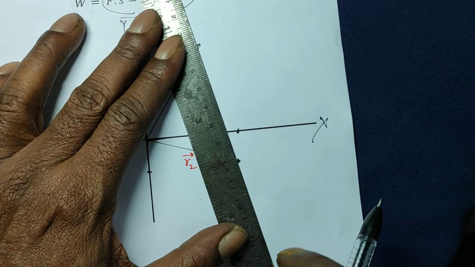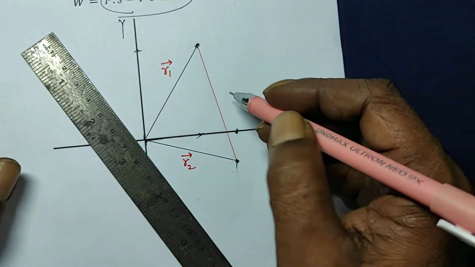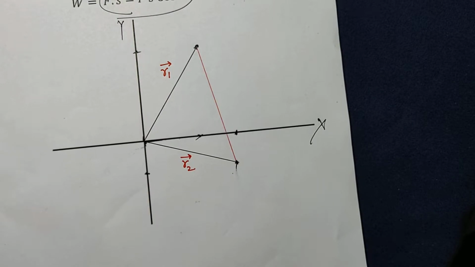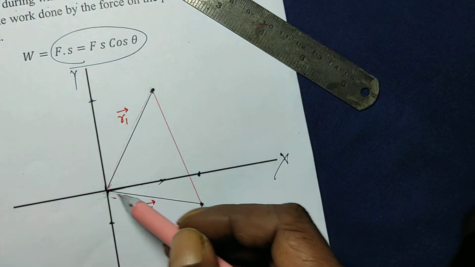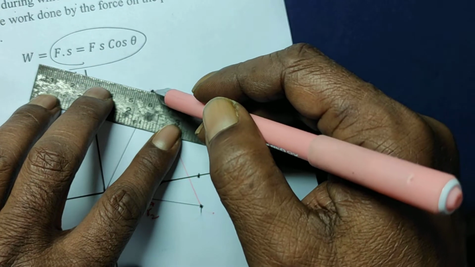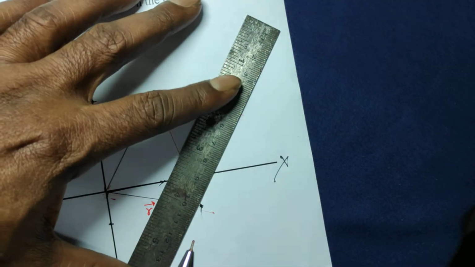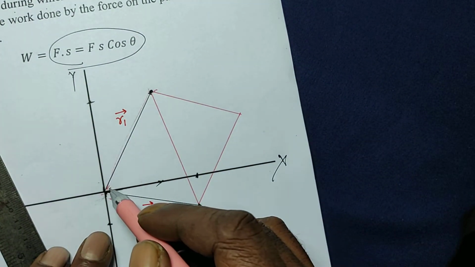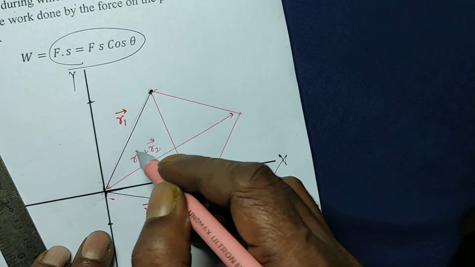So this is your displacement from here to here. And that displacement will be how much? If you have studied the parallelogram law of vector addition, if you consider this as a vector, this as a vector, then the sum of the two vectors is given by this diagonal. This is your R1 vector plus R2 vector.